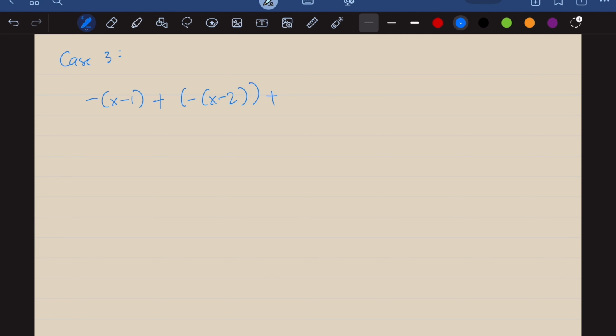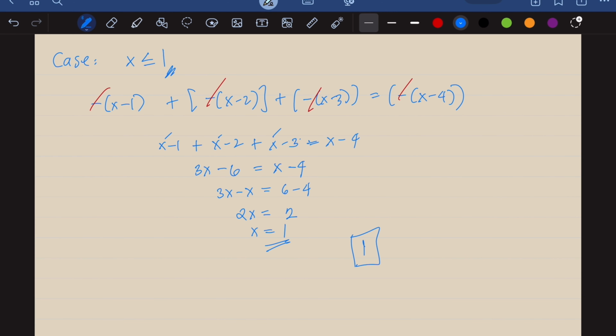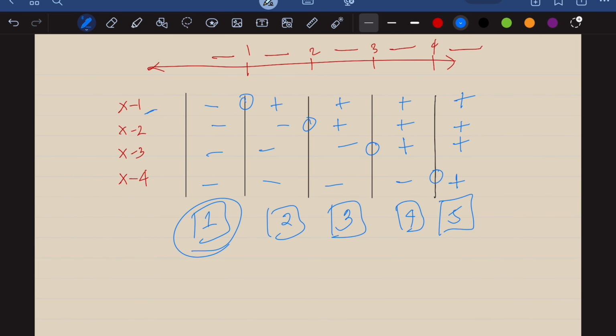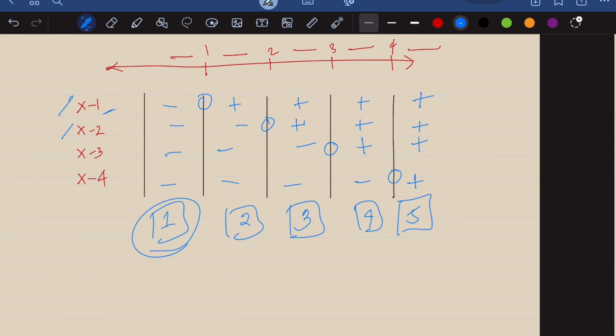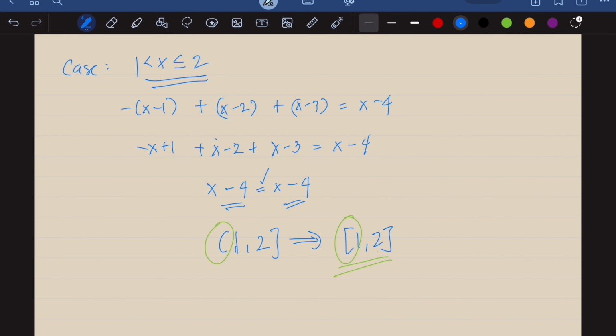Sorry, I think I made a mistake here. Let's look back here. In case 3, these are positive x minus 1 and positive x minus 2. So actually we made a mistake here because we made x minus 1 the negative term when in fact it should be the positive term. So this actually should be positive, this is negative, negative, and negative.